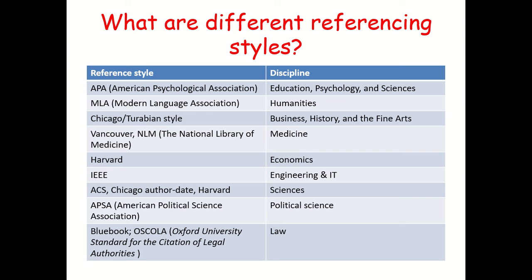throughout our work. Then for economics, Harvard style is used. For engineering and IT, IEEE style is used. In the field of sciences, ACS, Chicago author-date and Harvard styles are used. In political science, APSA is used, and in law, Bluebook or OSCOLA, the Oxford University Standard for the Citation of Legal Authorities, is used. Now as we deal in the field of medicine, our focus will be on the Vancouver style of referencing. We are going to use that style.